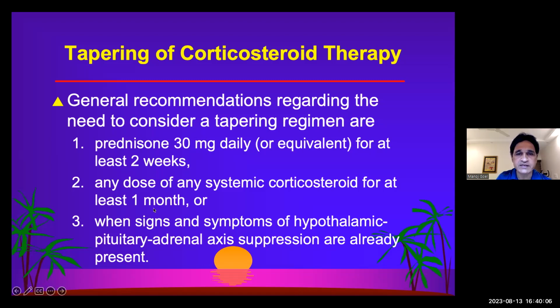Or if the patient has signs and symptoms of hypothalamic-pituitary-adrenal axis suppression, then of course you may have to taper it very carefully. And sometimes in these patients, you may have to continue with the maintenance dose of the systemic corticosteroids, right? If the patient has permanent or prolonged HPA axis suppression.